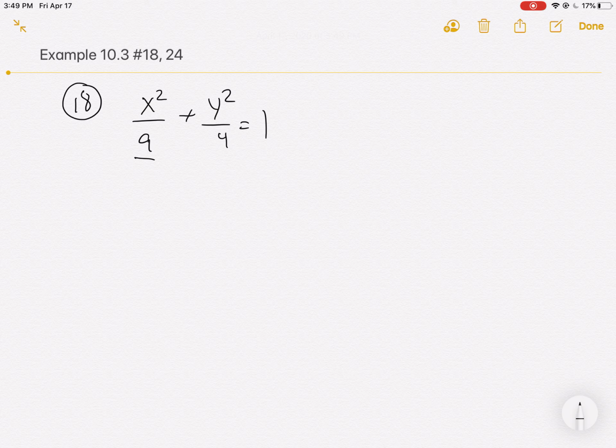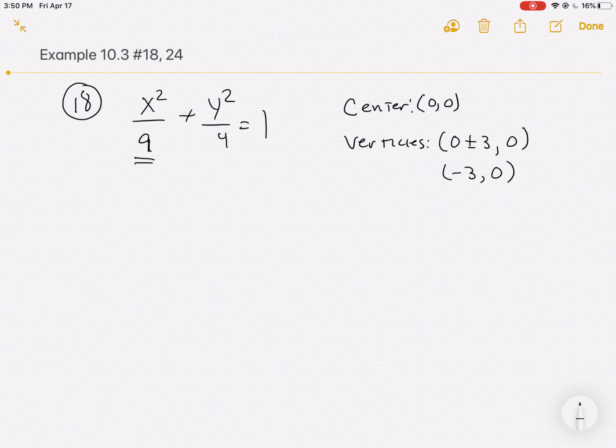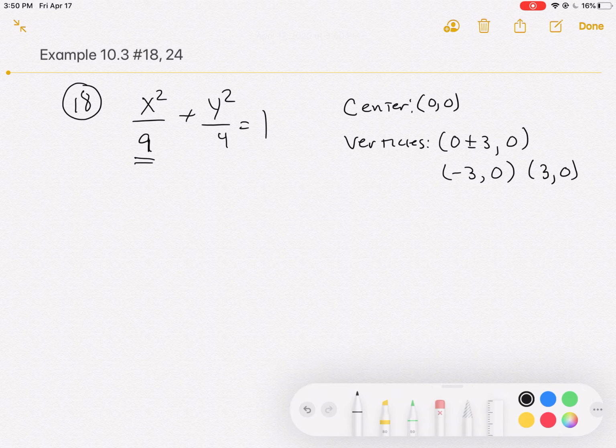So it's pretty clear that the larger number is underneath the x, and so we can start identifying what they want. They want the center, and the center is very easy. It's at 0, 0 since there's no h and k. They want our vertices. Our vertices are easy as well. We know that everything's happening in the x direction, so we're going to take this 0 and add and subtract 3 to it. And so I want you to name those vertices. One is negative 3, 0, and the other is 3, 0. Those are the vertices that are in play.